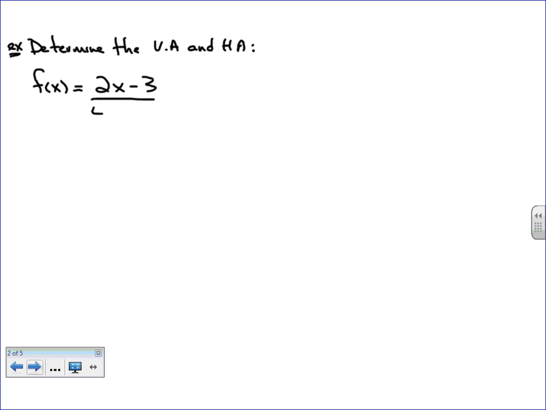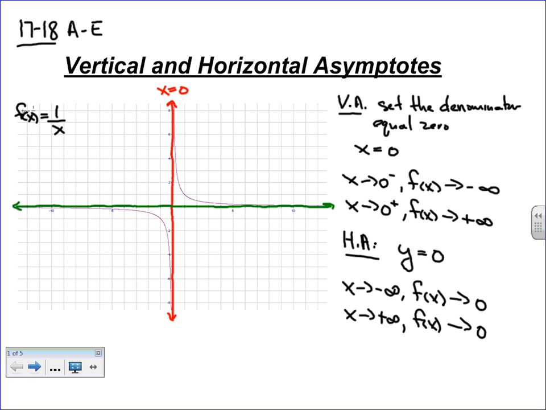Example: determine the vertical asymptote and horizontal asymptotes of the function f of x is equal to 2x minus 3 over 4x minus 8. Okay, so what we're going to do is determine the equation of the vertical asymptote. And that's pretty easy to do. All you have to do is set the denominator equal to 0. Okay? And then you'll get the equation of the vertical asymptote.